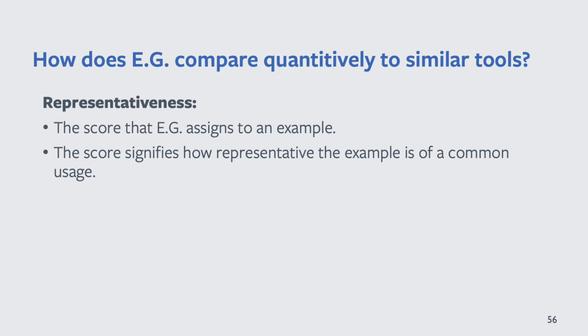Representativeness is measured by the ranking score that EG assigns to an example. Recall that this score is the sum of the number of occurrences of each filler option in the example. In this way, this score reflects how representative this example is of a common use of the query method.